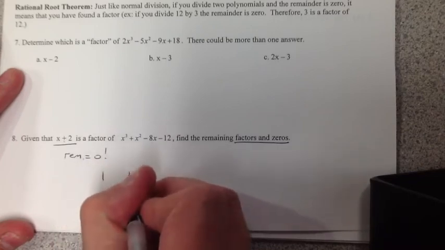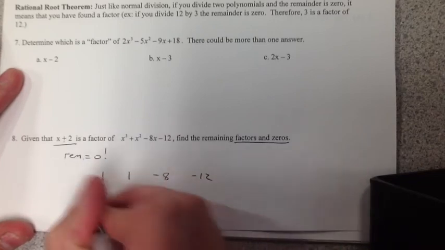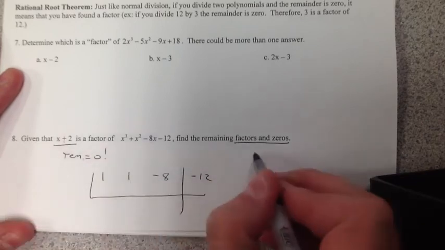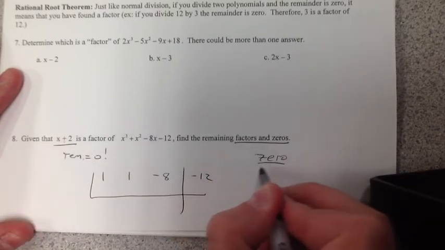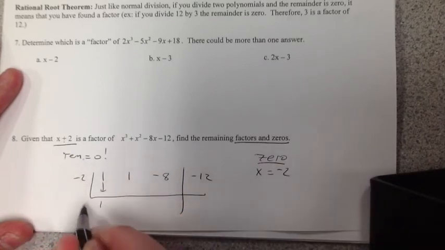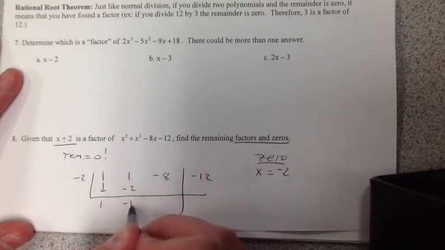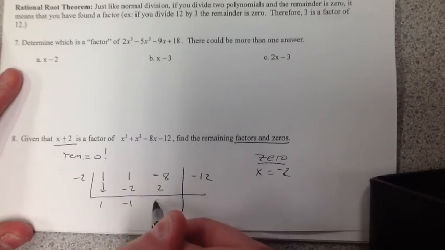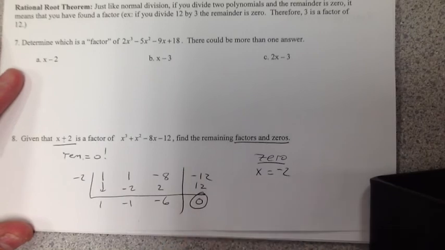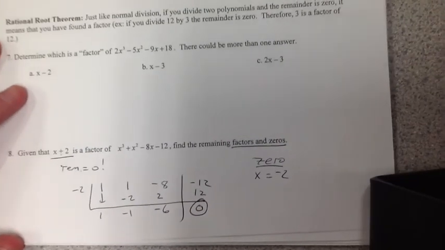So I take the 1, 1, negative 8, negative 12, and I divide this by my 0 that I already have. So I'm going to already write down all my zeros here. I get x equals negative 2. We get 1, multiply, we get negative 2, becomes negative 1, becomes positive 2, which is negative 6, which becomes positive 12, which is 0. So therefore it's a factor. A 0 in other words, and it's a factor.